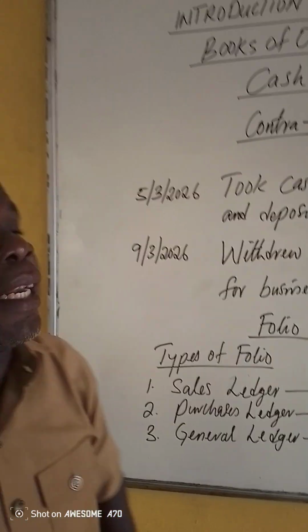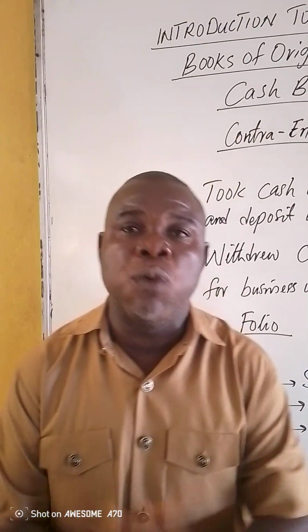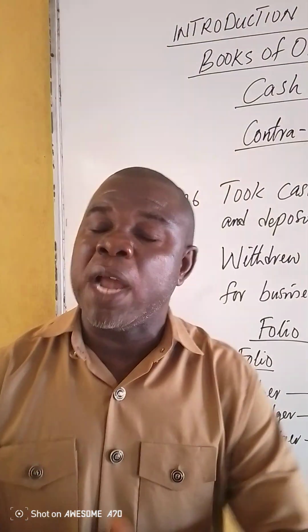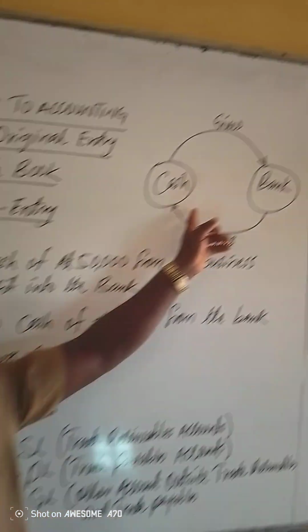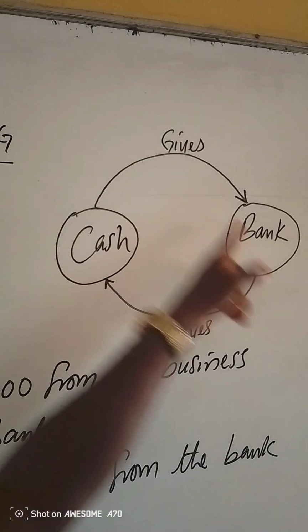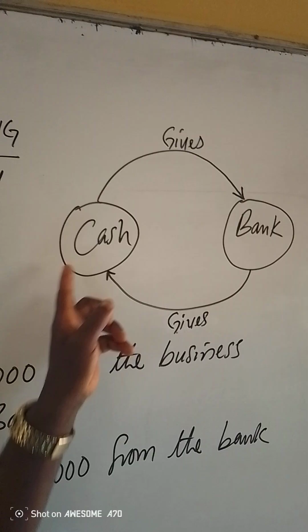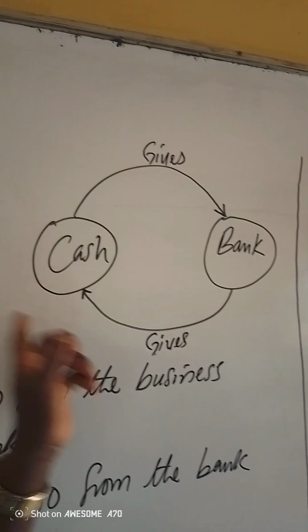Mind you, I told you that the contra entry is an entry that involves cash and bank under one account called the cash book. So one account must be giving and the other one must be receiving, as you can see in this illustration or in this diagram here. It's either cash gives to bank or bank gives to cash. So as cash is given to bank, bank will receive. As bank is given to cash, cash will receive.